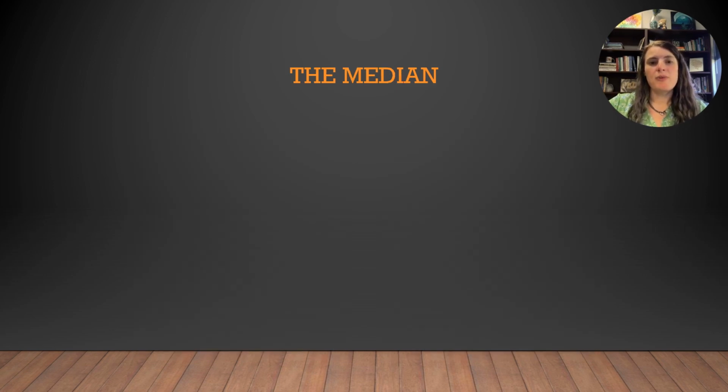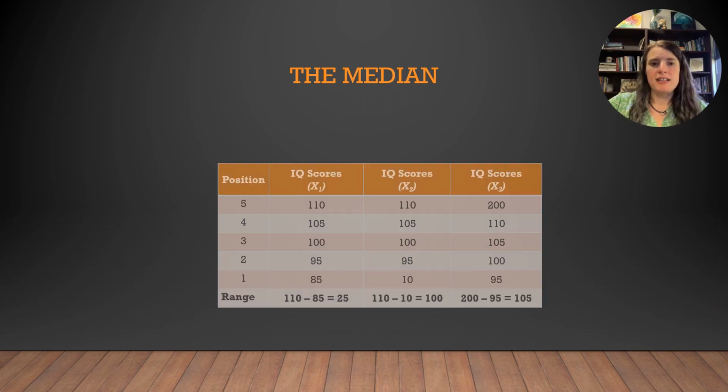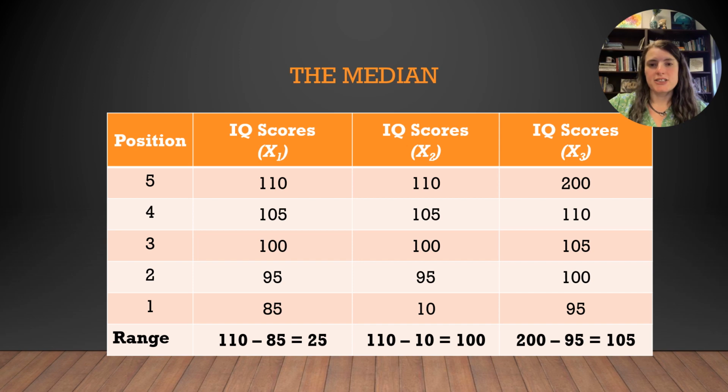The problem is that range is like the mean in that it can be affected by outliers. Since range only uses the highest and lowest scores, an extreme value on either end will mess with your data. Here's our IQ table from the previous lecture. Since position 5 is the highest and position 1 is the lowest, I take the IQ score from position 5 and subtract the IQ score from position 1 to get the range of each data set.